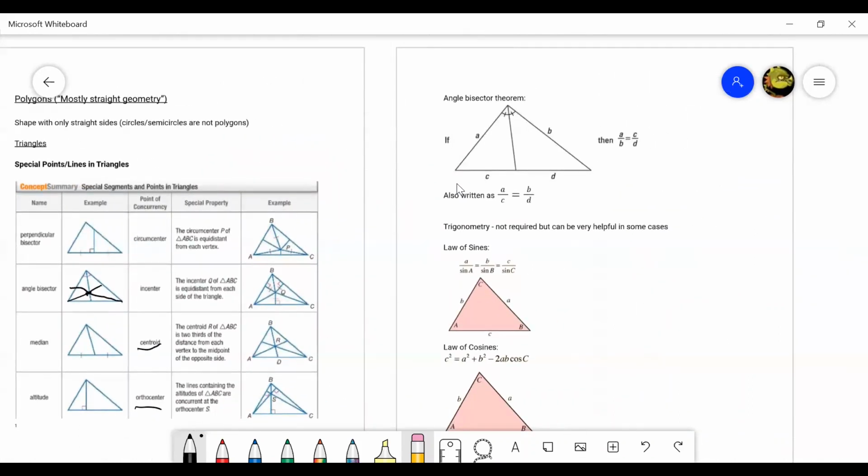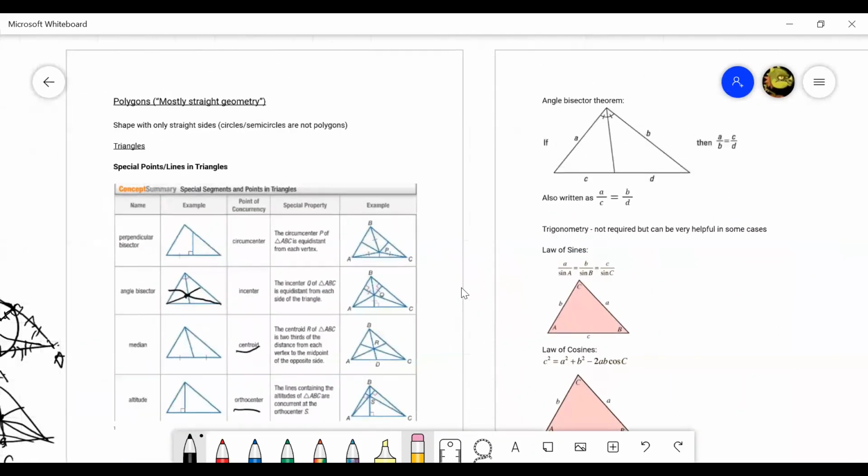So we move on to the angle bisector theorem, which basically plays off of the angle bisector that is the second one on the table. The angle bisector theorem says, if you look at the diagram, here we have an angle bisector, and A, B, C, D all refer to the side lengths. Then you have A over B equals C over D, or A over C equals B over D.